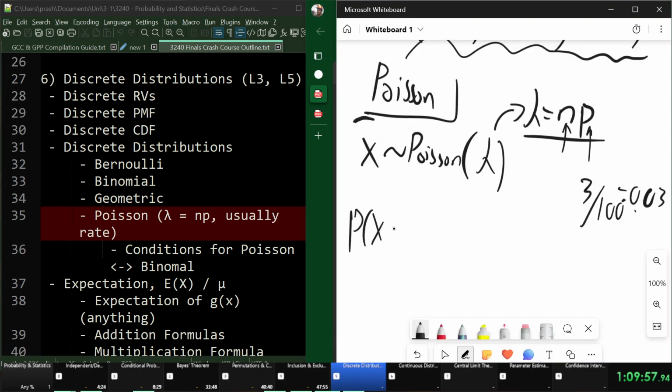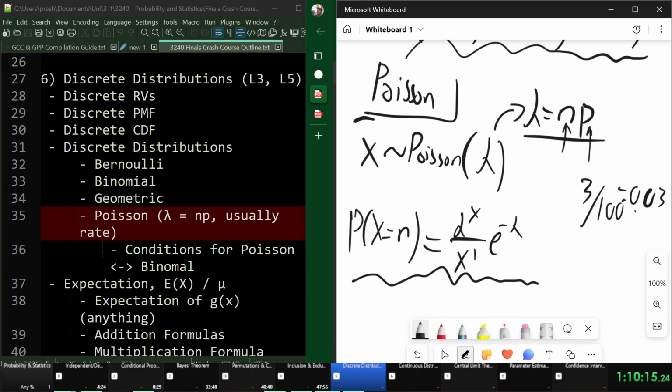The probability that x equals to some certain number would be, I'm just copying from the sheet at this point, lambda to the power x over x factorial, times e to the power minus lambda. This is the formula for a Poisson distribution. So if your event happened twice, that will be x equals to 2. So you would change, oh, this is not x, it's meant to be n. You would change these n's to be 2.